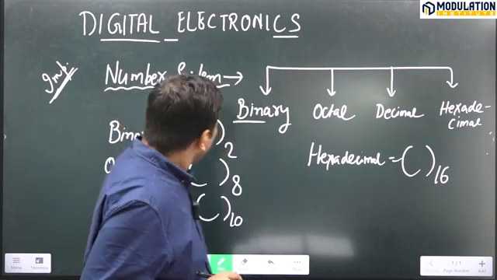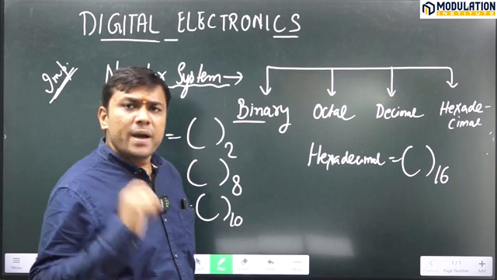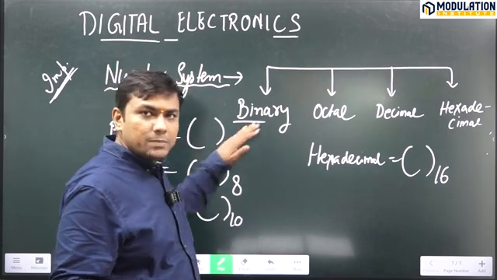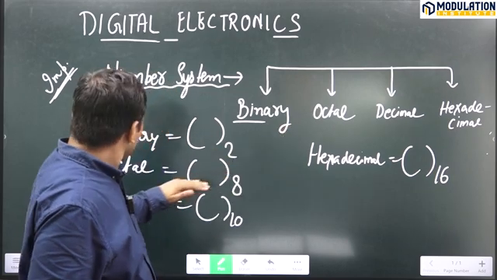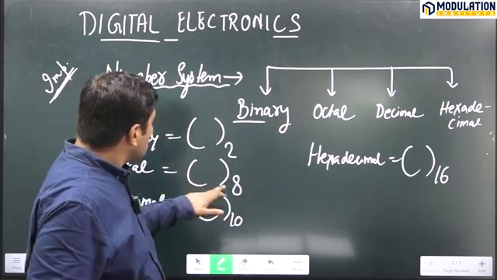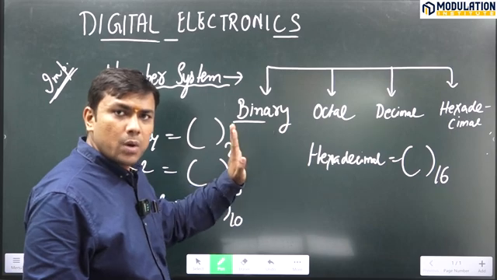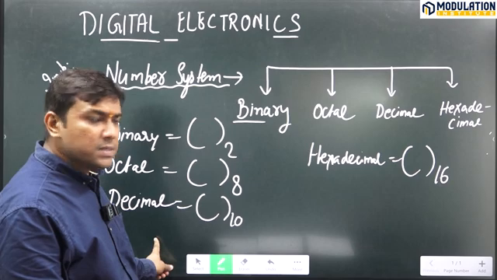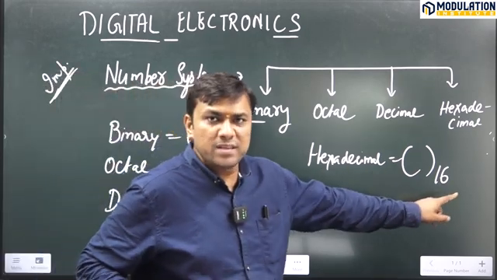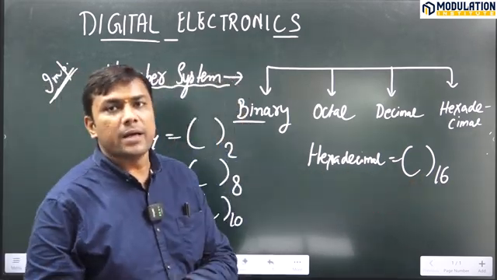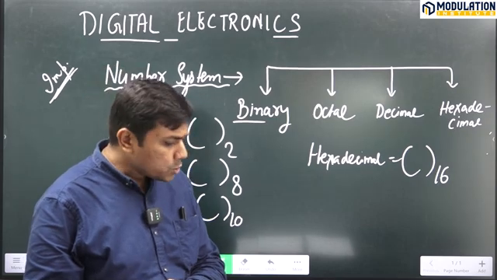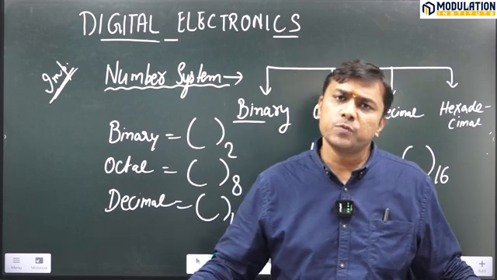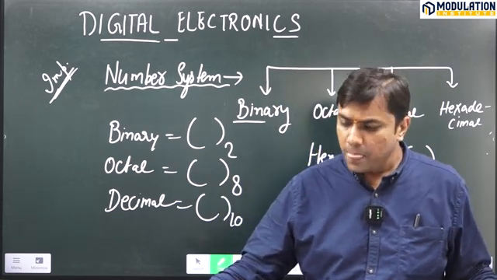So again, I would like to define what is binary number system. Any number system whose base is 2 is called as binary number system. Any number system whose base is 8 is called as octal number system. Any number system whose base is 10 is called as decimal number system. And any number system whose base is 16 is called as hexadecimal number system. So these are the different 4 types of number system which we have to study in the syllabus.